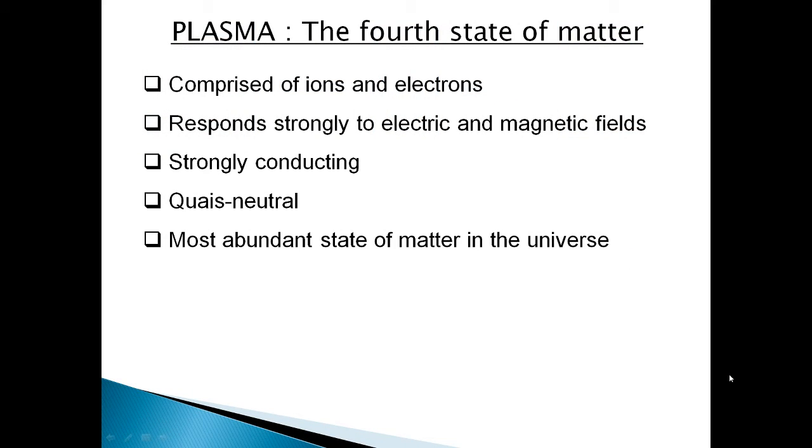Let's have a brief overview of plasma state. The plasma is comprised of ions and electrons. It responds strongly to electric and magnetic fields. It's strongly conducting and quasi-neutral. Plasma is the most common fundamental state in the universe. More than 99% of ordinary matter in the universe is in plasma state.